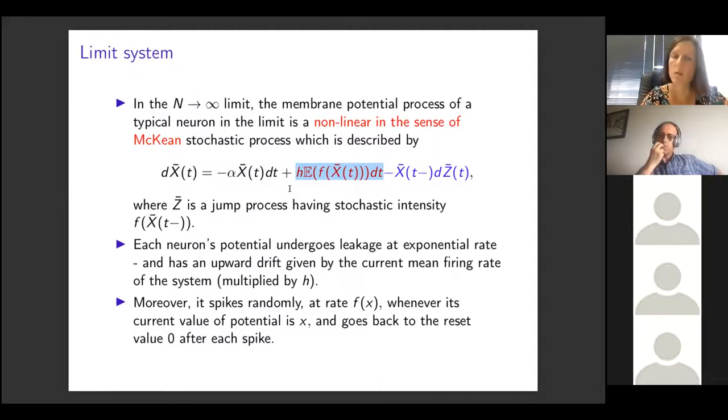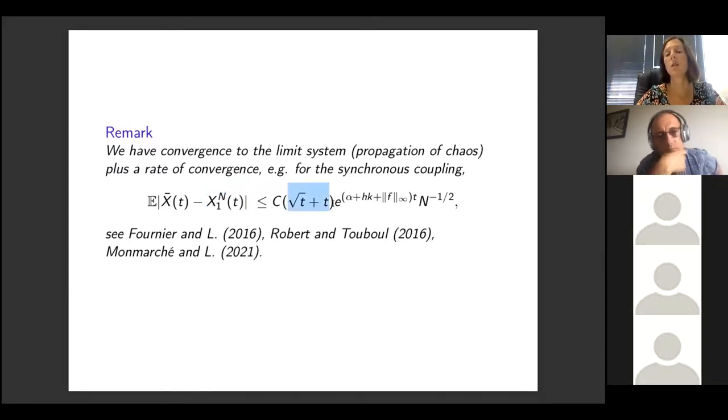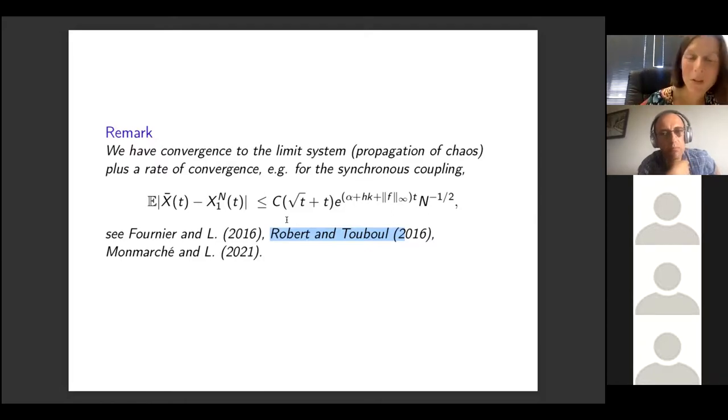So this is a nonlinear system because it depends on the expectation of the spiking rate. But you can show that actually this is well defined under appropriate conditions on the spiking rate. And actually, we even have a control on the difference of the limit potential and the finite size potential of a given neuron if we construct them jointly using the same noise. And this control is given over finite time intervals, and the speed of convergence is in 1/√n. And this has already been done in the paper by Robert Touboul, in the paper by Nicolas and myself. I guess it's also in the papers by Quentin that he will speak about, and I will cite them a little bit later. Okay, so this is the limit system.